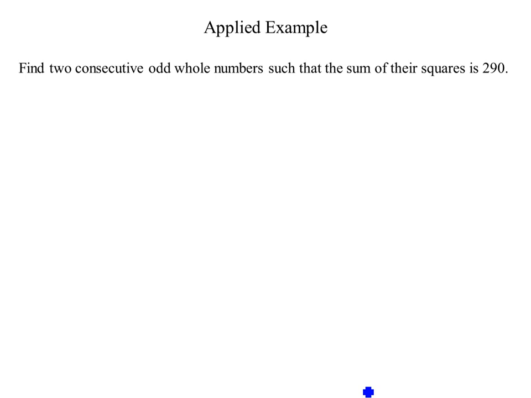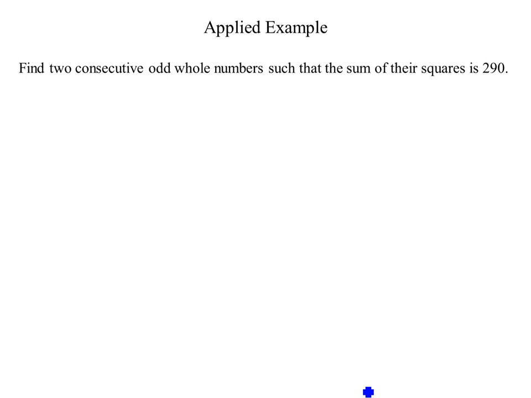So let's look at this. Find 2 consecutive odd whole numbers. Do you remember the formula for that? 2 consecutive odd numbers. If the first one's 3, what's the next one going to be? 5, but if we don't know them, the first one's going to be n, and what's the next one going to be? n plus 2, right? From 3 to 5, you add 2.